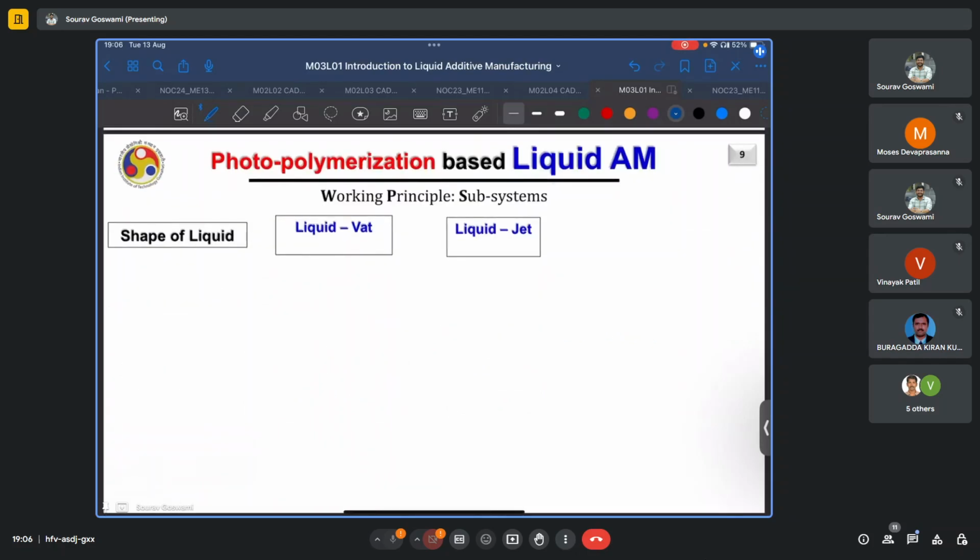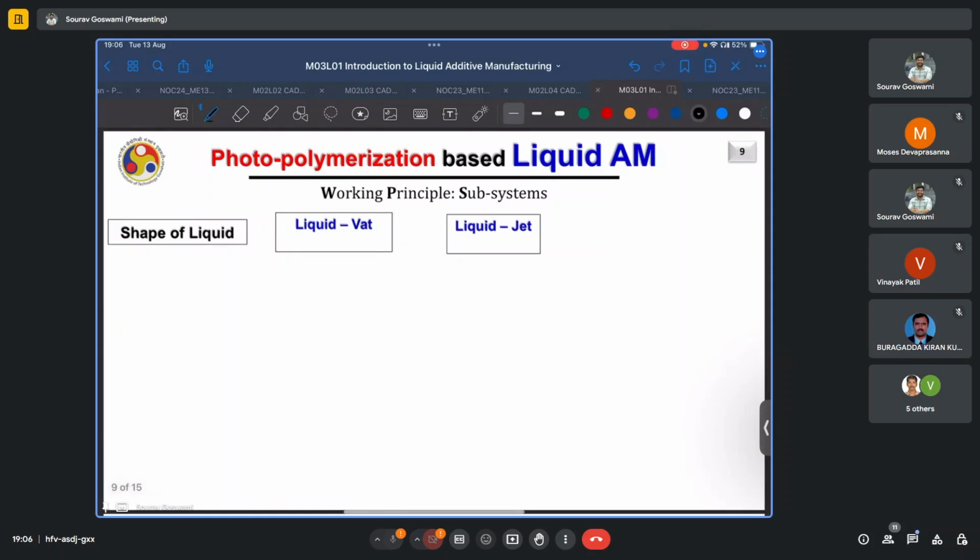The very shape of the liquid itself, where you can either have the liquid in a vat, so you have this tub like structure which is full of liquid, and depending on, say, your build platform and your build strategy, whether it is along the positive Z direction or the negative Z direction, the process dynamics will change. Or you can have the liquid getting deposited in the form of jets, which we just discussed.